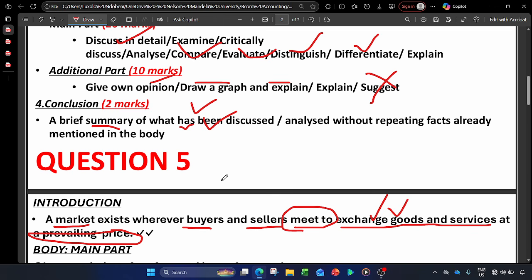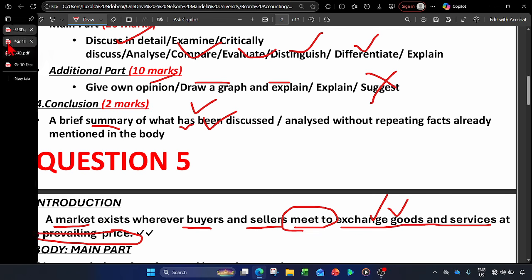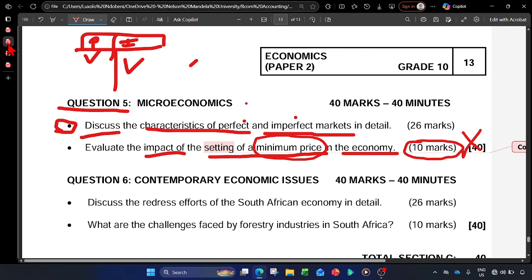Why are we defining market? It is because the question is based on the markets. Remember, guys, we have perfect markets and imperfect markets. So if you just define the market, that means you are just defining the title of the markets, and perfect and imperfect markets are just the subtitles of the title, which is the market, right? So coming to our first bullet point, because it's our main part when it comes to the body.